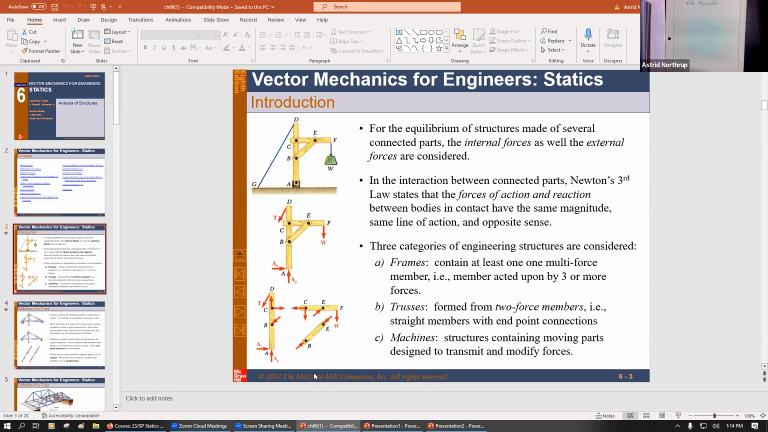Because in order for this to maintain static equilibrium, in other words, in order for the summation of forces in the X and Y direction, later in the Z direction as well, and the moments on everything to be zero, it has to be zero everywhere, whether you just look at one structural member, or you look at part of the structure, or you look at the entire structure.